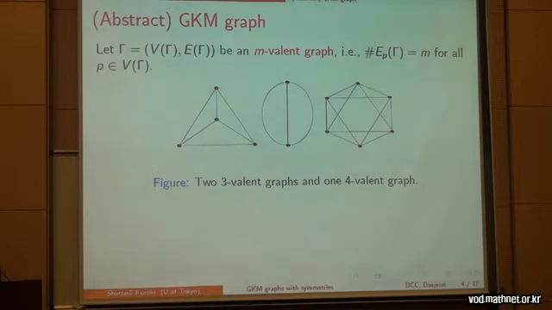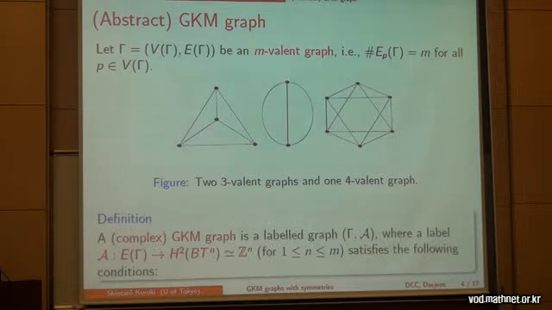And the right example is a four-valent graph, because each vertex has four outgoing edges. Maybe you can easily check it. I only think about these kinds of graphs in this talk. And the definition of the GKM graph, sometimes I put on complex.